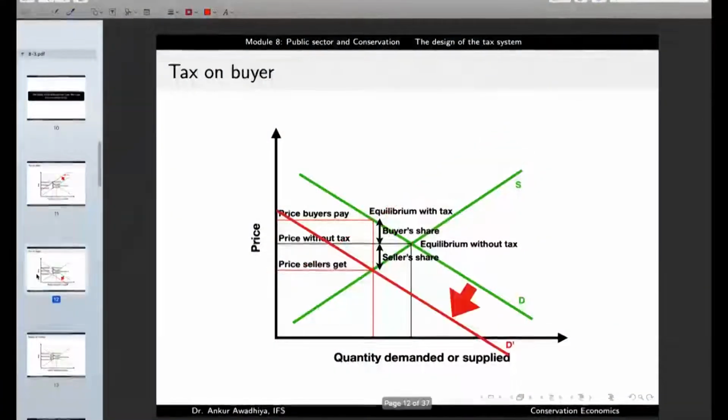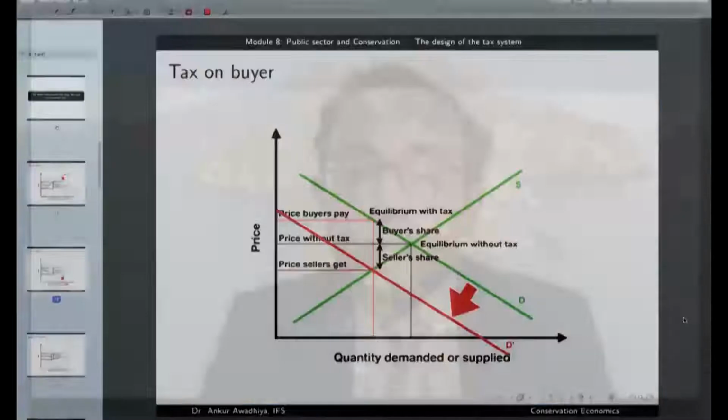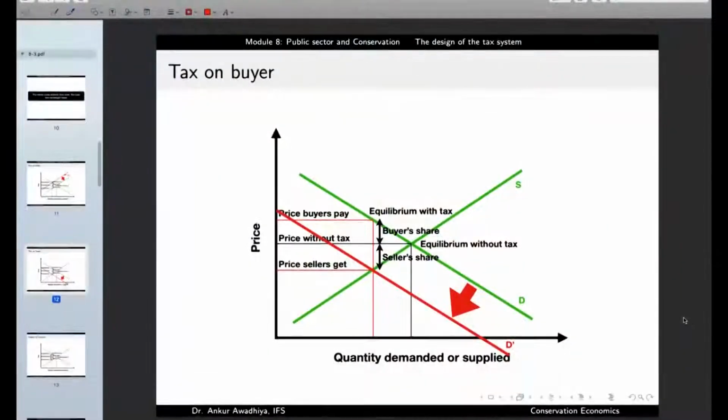And a very similar thing happens when the tax is imposed only on the buyers. Now, when the tax is imposed on the buyers, the demand curve of the buyers shifts to the left, because now things are becoming more costly. People will now have to pay more, because they will not have to pay just the seller, but they will also have to pay the government in the form of the tax. So in this case, the demand curve is shifting to the left, and the supply curve remains the same.